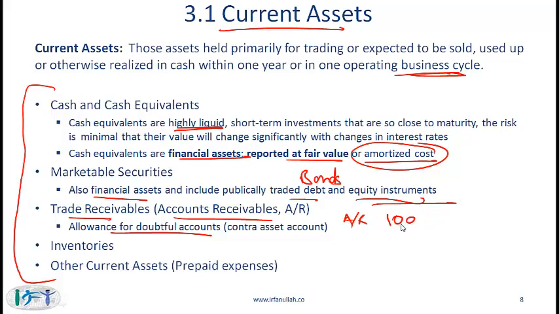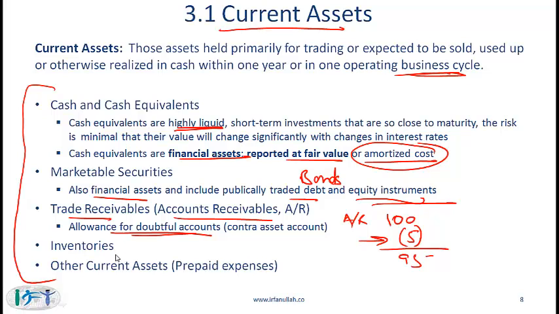However, there is an allowance for doubtful accounts because you expect that out of this 100, 5 will not be paid. This 5 is the allowance for doubtful accounts. This is called a contra asset account because it reduces the value of the asset. So your net accounts receivable is 95.